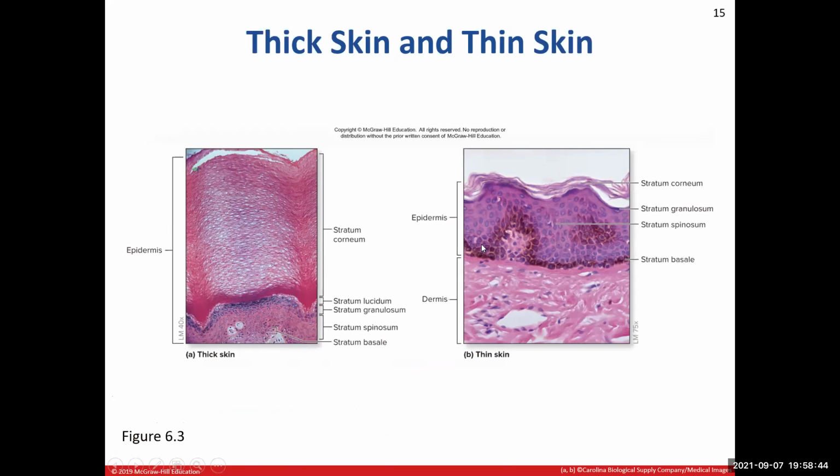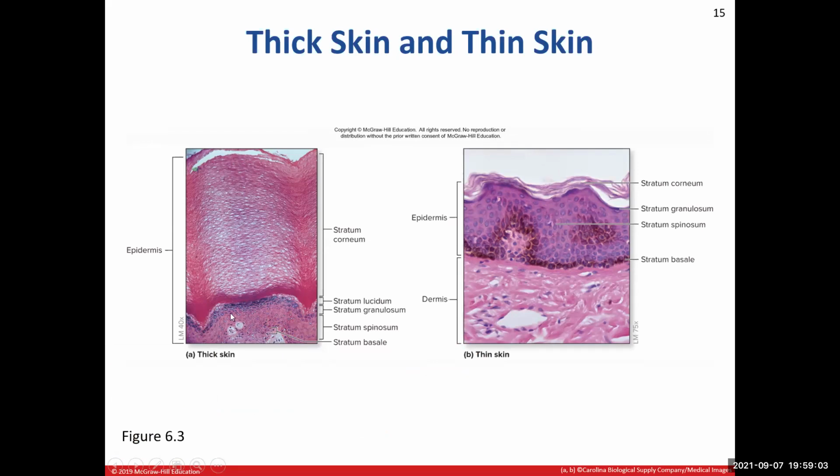So you can see here, here's our epidermis. You can see here's our normal stratum basale, same thing down here. Our stratum basale is going to be 1 cell layer thick. Stratum spinosum is going to be several cell layers thick. You'll see the same thing over here in thick skin.